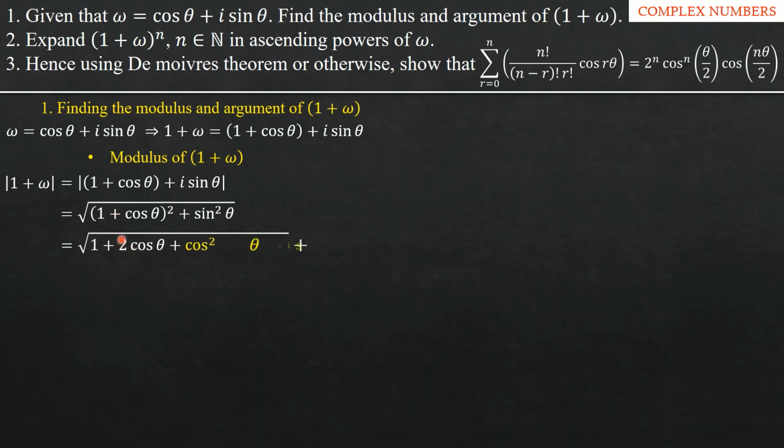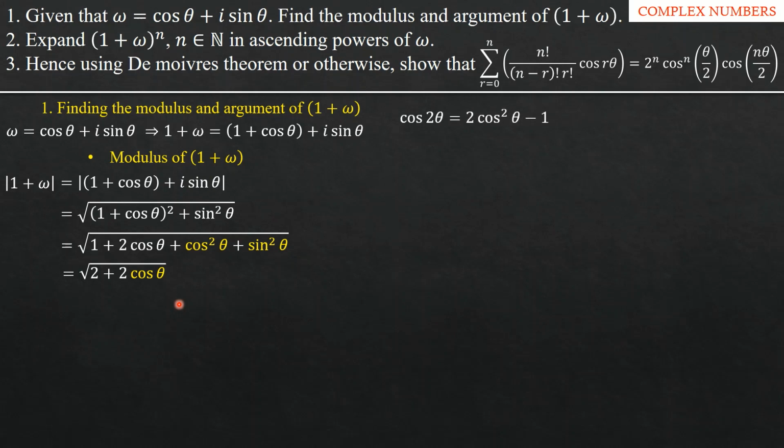Now let us expand 1 plus cos theta all squared. We are going to get 1 plus 2 cos theta plus cos square theta. Now we need to add sin square theta to it. So we know the identity cos square theta plus sin square theta is equal to 1. So it means this adds up to give 1, plus this one here we get 2. So it means that this modulus simplifies to the square root of 2 plus 2 cos theta. But we can't leave our answer here like this. It's bizarre to have the modulus in square root form if there is a possibility of us simplifying. So let's go ahead and simplify.